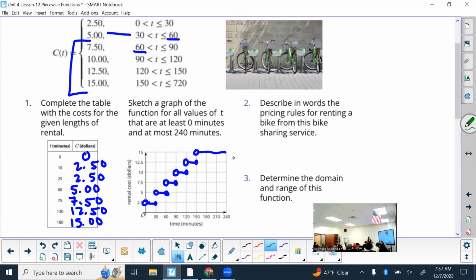And then the graph cuts off at 240. So that's why there's no like closed circle here. Technically, it still goes up to 720 on the interval. So that's why we just kind of ended there.